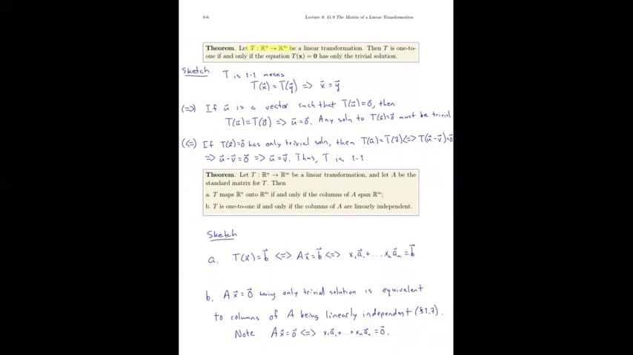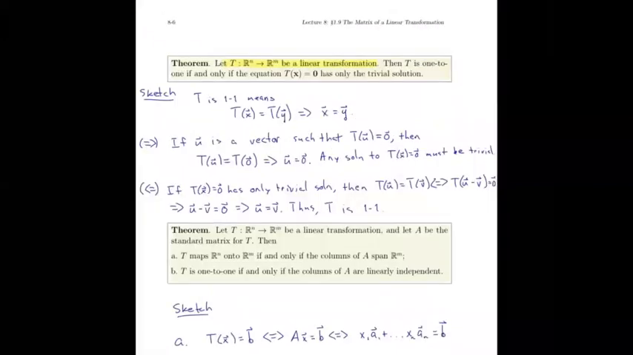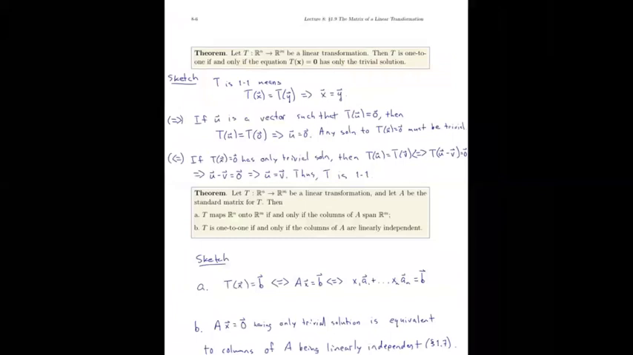If we have T, a linear transformation from Rn to Rm, then T is 1-to-1 if and only if the equation T(x) equals 0 has only the trivial solution. So let's recall. I'm going to sketch a proof of this. It doesn't have all the rigor of a standard proof. It'll give us a rough idea of why this is true.